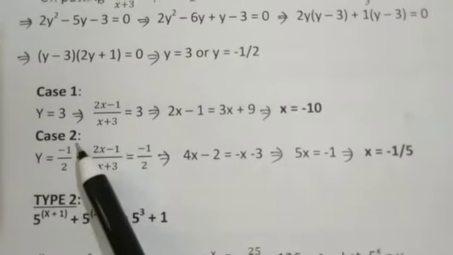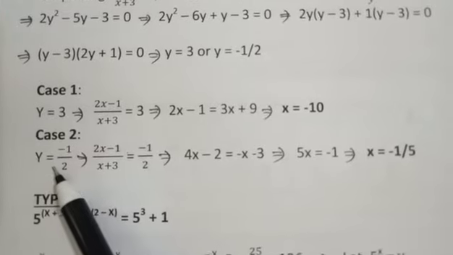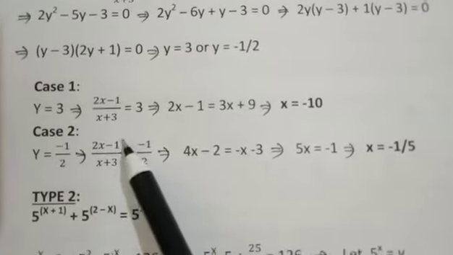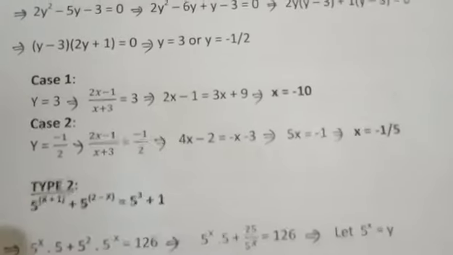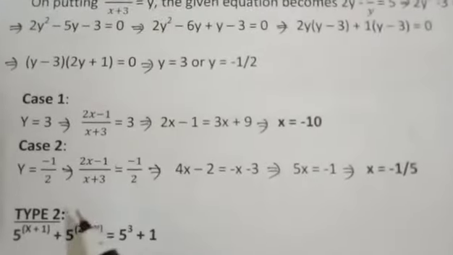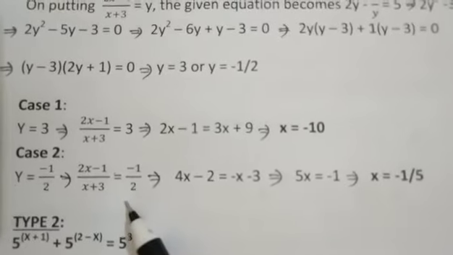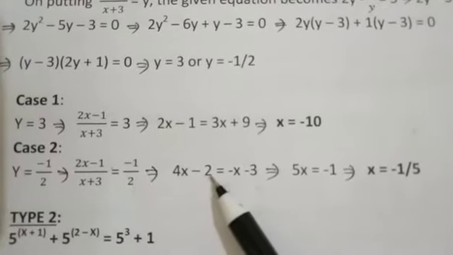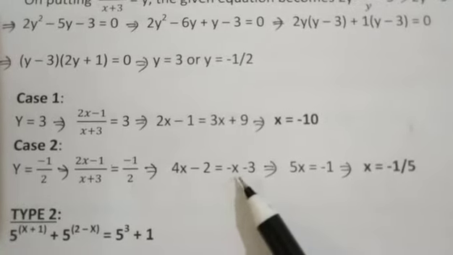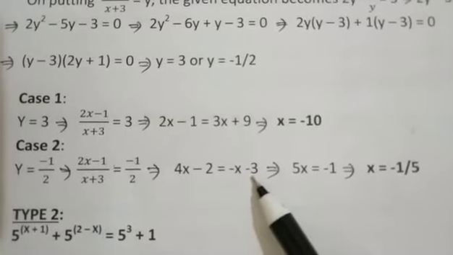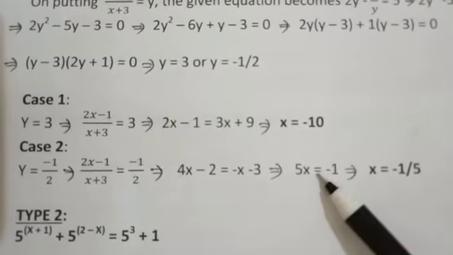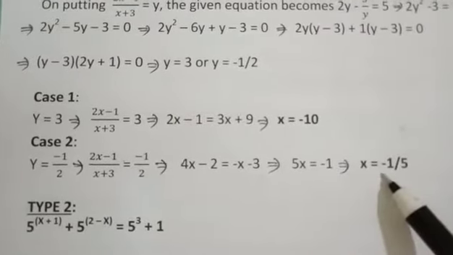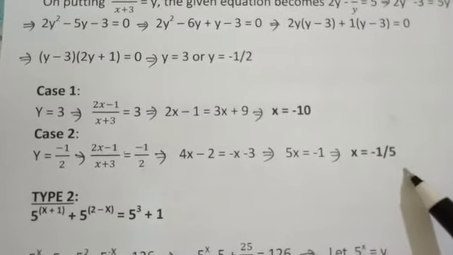In case number 2, we are going to take the value of y as -1/2, which implies (2x - 1)/(x + 3) = -1/2, which on solving will give me 4x - 2 = -x - 3, which implies 5x = -1, and ultimately we are going to get the value of x as -1/5.